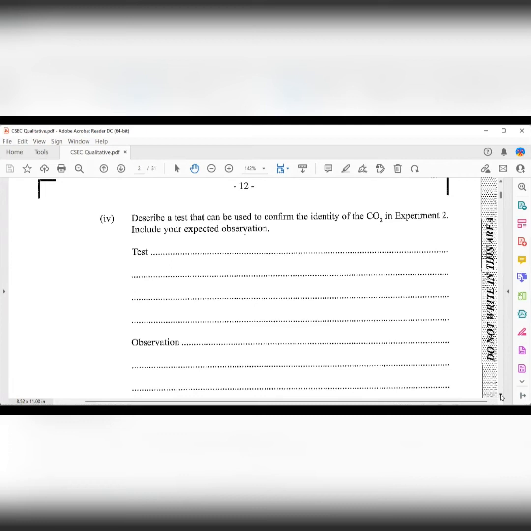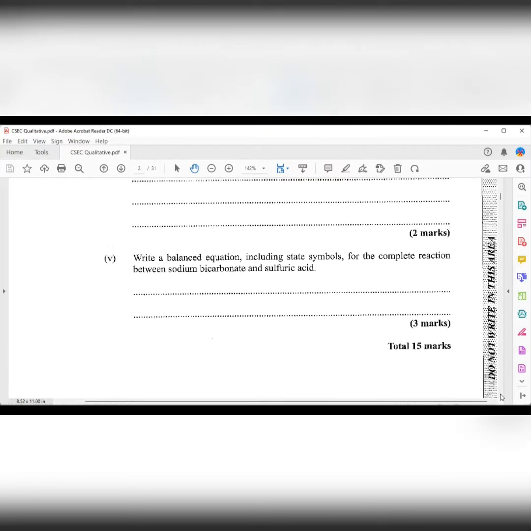But what your examiner really wants you to say is that you're going to bubble the carbon dioxide in lime water. So that would be the test. You bubble the gas in lime water, and your observation would be that the lime water turns cloudy. Okay. And then now write a balanced chemical equation, including state symbols for the complete reaction between sodium bicarbonate and sulfuric acid. So let us just do that as well.